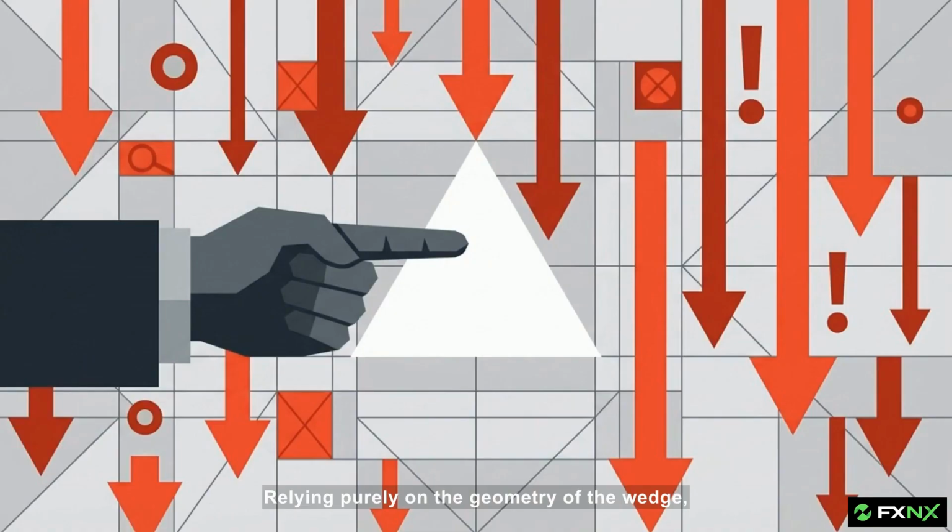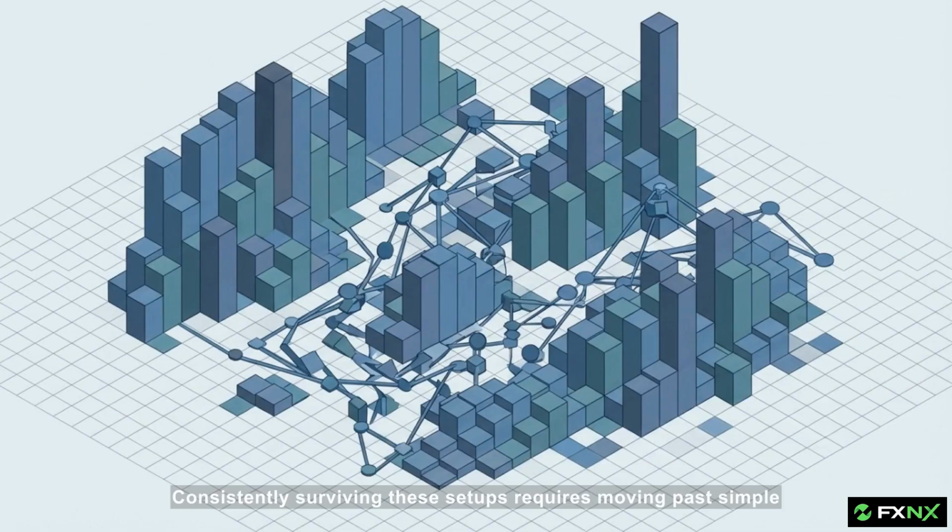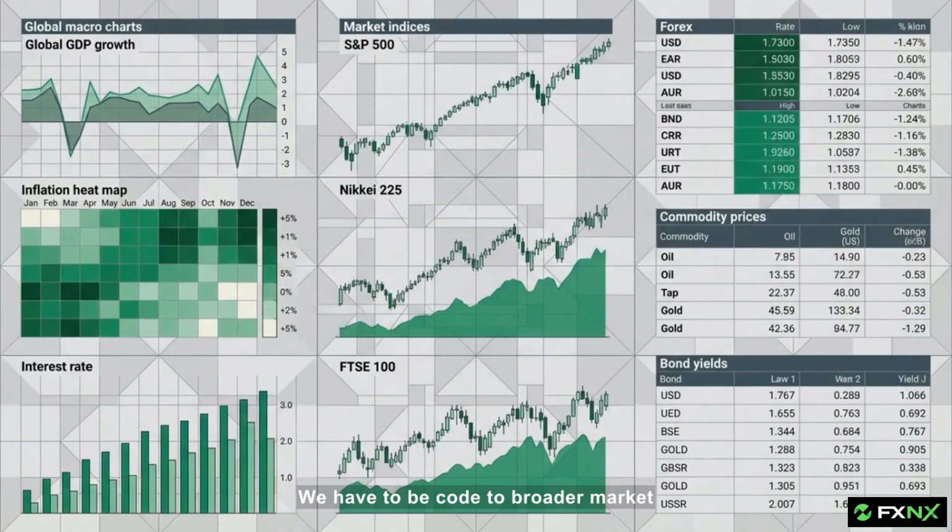Relying purely on the geometry of the wedge blinded us to the actual mechanical forces at play. Consistently surviving these setups requires moving past simple shape recognition. We have to decode the broader market context to separate the traps from the true momentum.